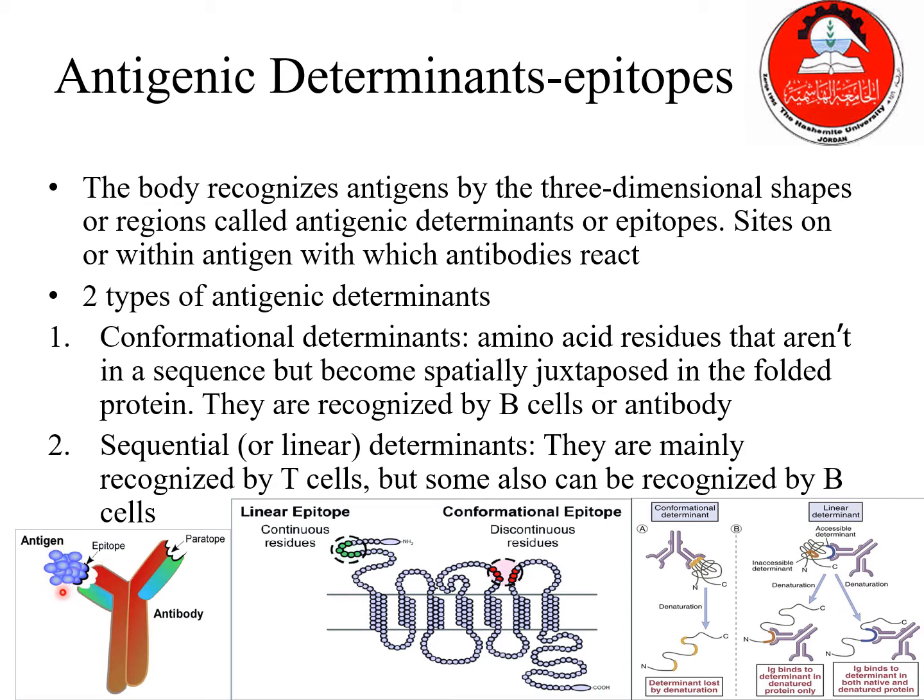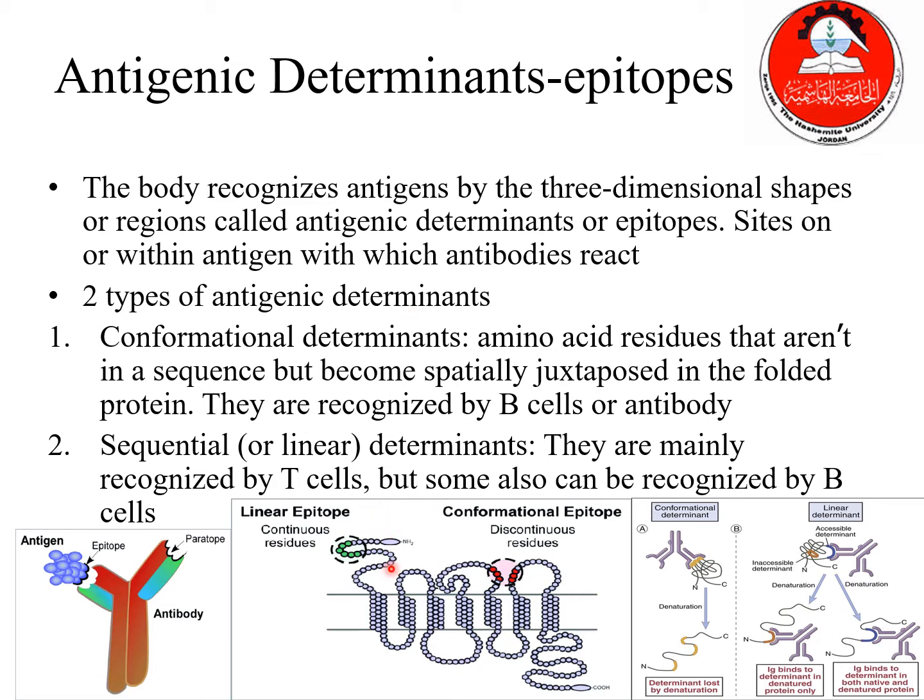This molecule might have more than one epitope. So this area serves as the first epitope, this area serves as the second epitope, and this area with smaller protrusions on the back also might serve as a third epitope. So a single antigen might have multiple epitopes. There are two types of antigenic determinants. We have the conformational determinant and we have the sequential or linear determinant.